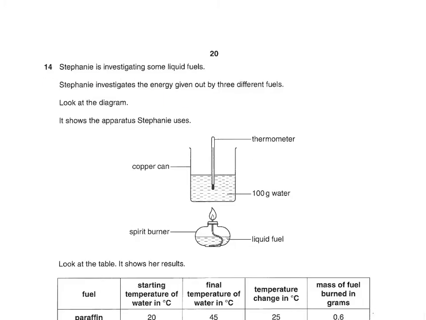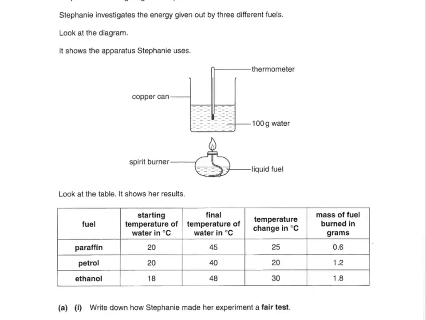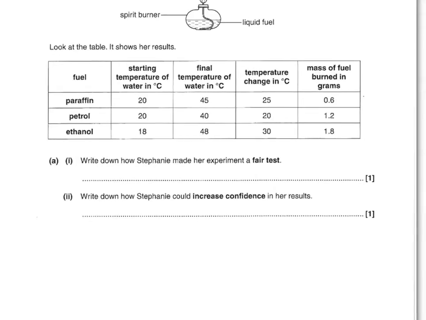Next question. Stephanie is investigating some liquid fuels. Stephanie investigates the energy given out by 3 different fuels. Look at the diagram. That's the apparatus she uses. It says, look at the table, it shows the results. Write down how Stephanie made her experiment a fair test.